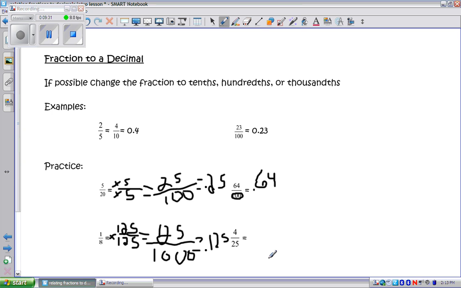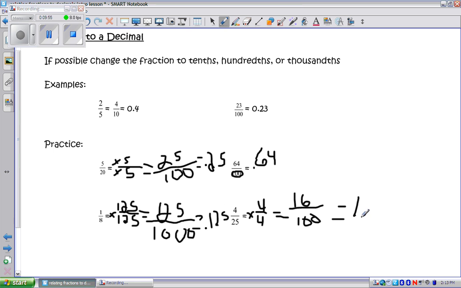How about 4/25ths? Well, we know there are how many quarters in a dollar? 4. So we could go to 100 by multiplying times 4 over 4. That would get us to 16/100ths. Again, 2 numbers over from the decimal, 0.16.